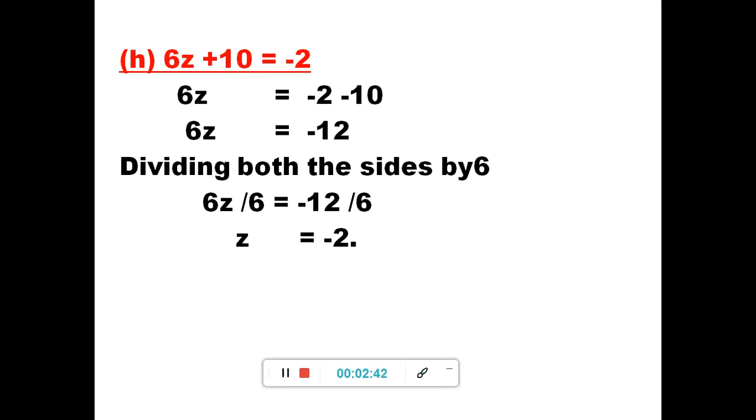Now, H. 6z plus 10 equal to minus 2. 6z equal to minus 2 minus 10. So, 6z equal to minus and minus will become plus. So, minus 2 minus 10 will become minus 12. So, dividing both the sides by 6, 6z by 6 equal to minus 12 by 6. So, z equal to minus 2.